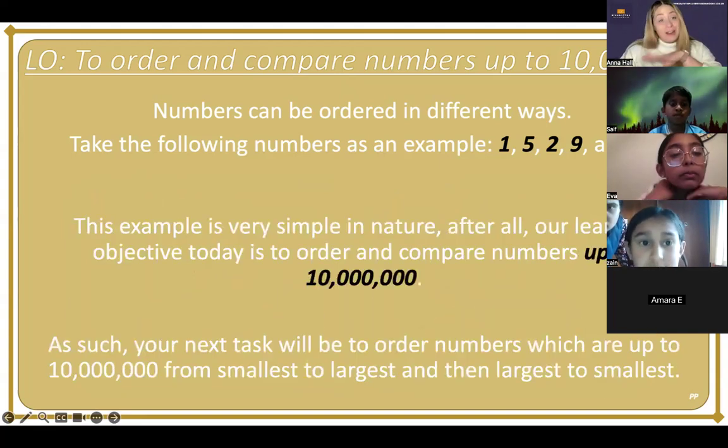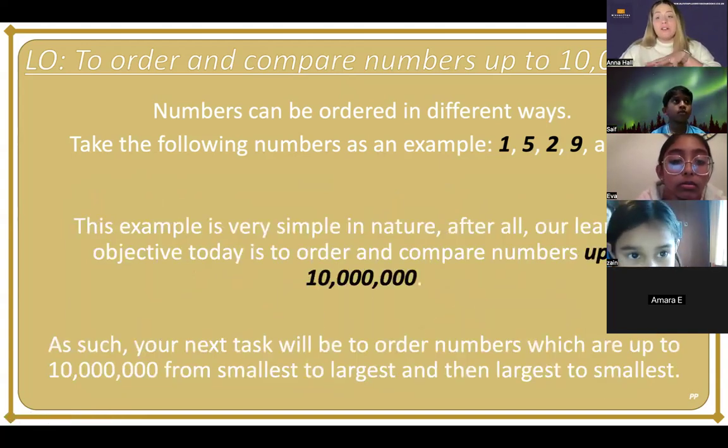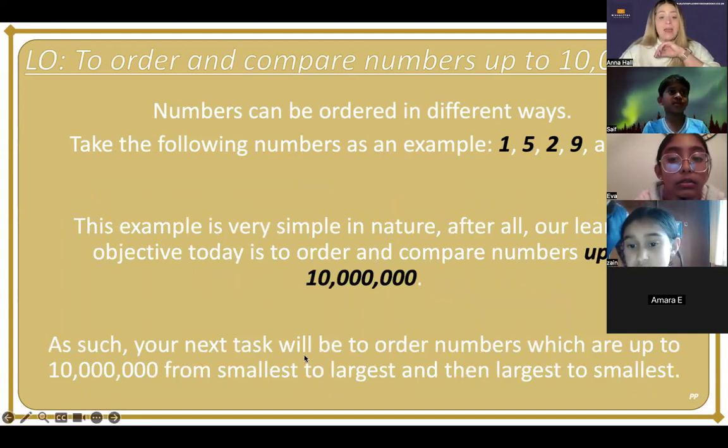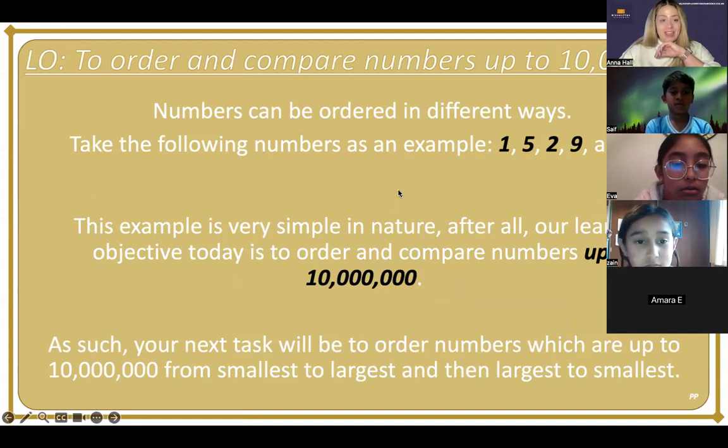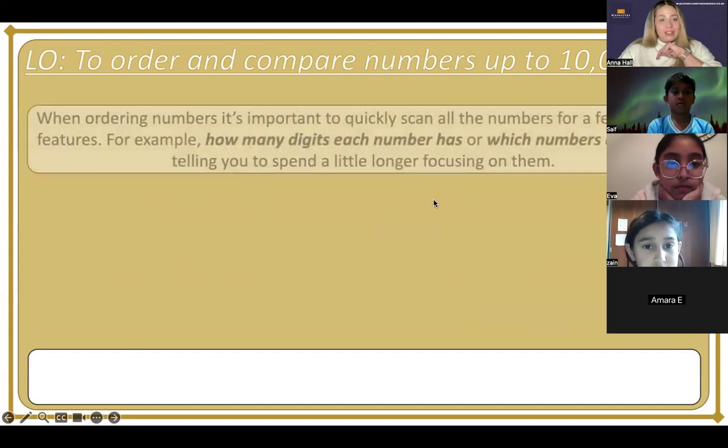Okay. This example is very simple in nature. After all, our learning objective today is to order and compare numbers up to 10 million. As such, your next task will be to order numbers which are up to 10 million from smallest to largest, and then largest to smallest.